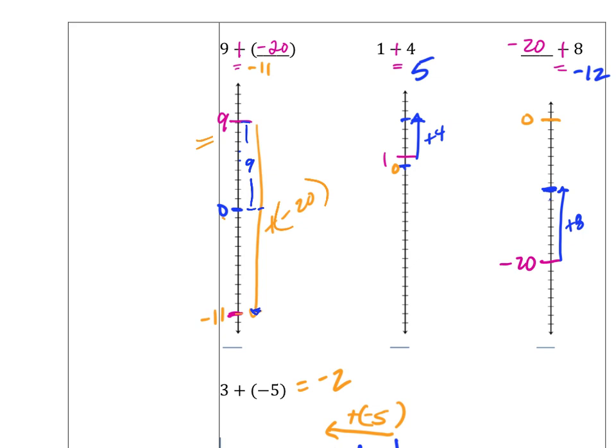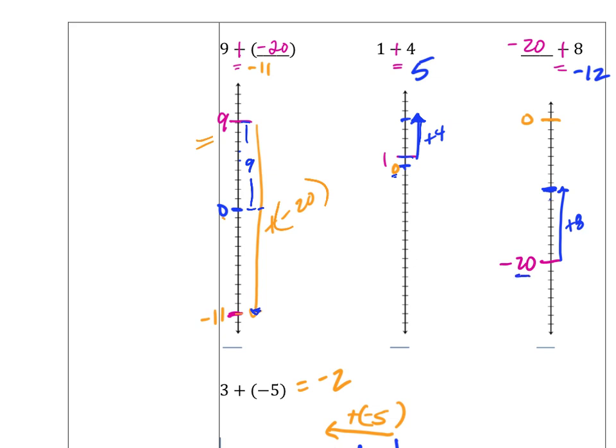When we have 1 plus 4, that should be simple for you. You should have been able to say, I'm going to start at 1, 0's on the downward side of 1, and then you're going to go up 4. That's what it means to add 4. So you're communicating with these number lines what it means to add this number.